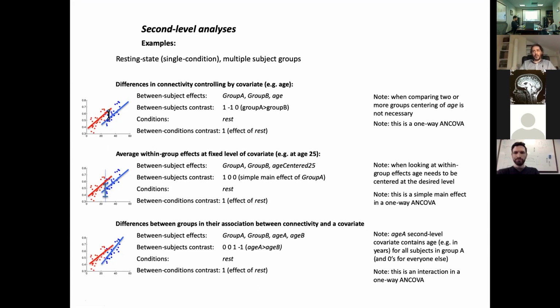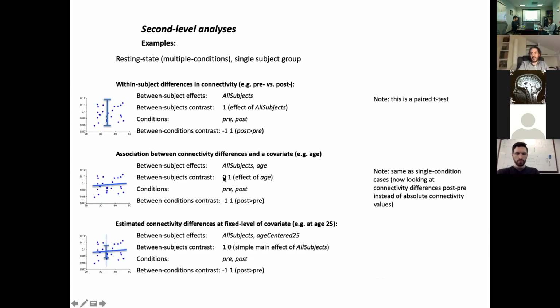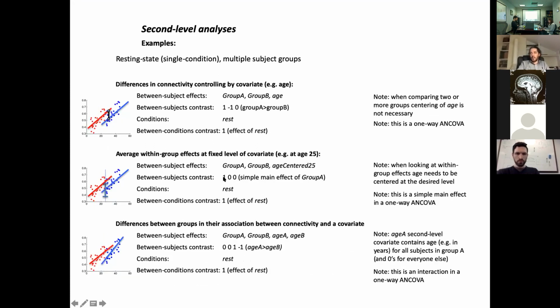How do I know that? How do I know the height of this line at age 25, the activation level for age 25? I just center the age covariate at level 25, so I subtract 25 from all of the age levels. Then this contrast just looks at the y-intercept for this particular line. Because we moved it so that the 0 level of the covariate is at age 25, that y level is going to directly represent the height of the average activation at age 25.